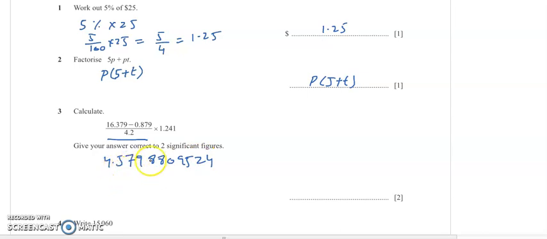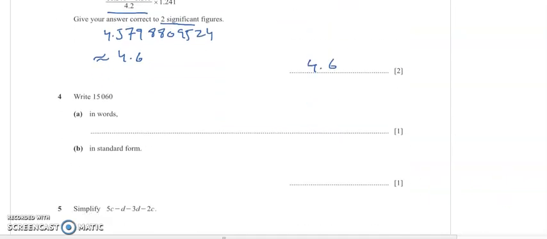And now our final answer, we have to write to two significant figures. So if I round this to two significant figures, it will be 4 point. This is the first significant figure, and then here is going to be the second significant figure. All of the remaining digits we have to leave. So that will be 4.6 when we round to two significant figures. So the answer will be 4.6.